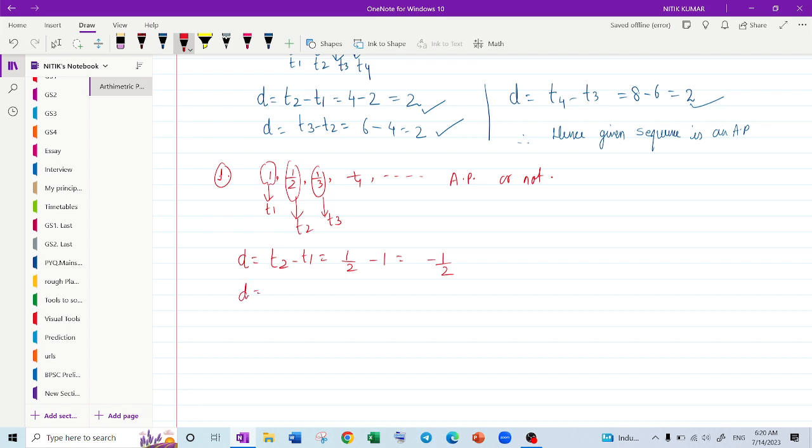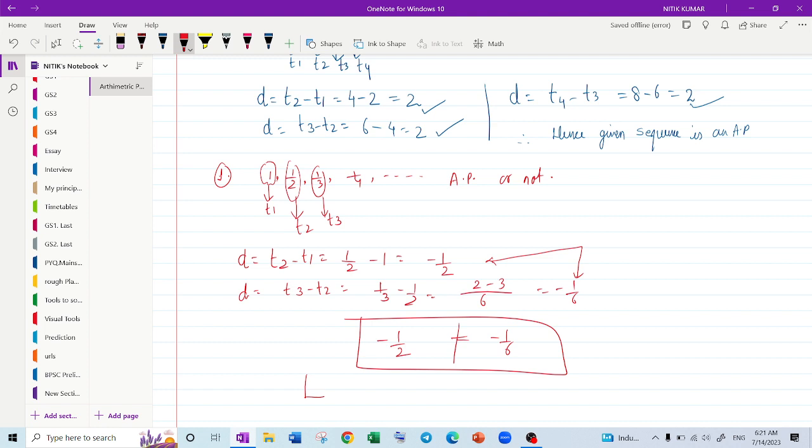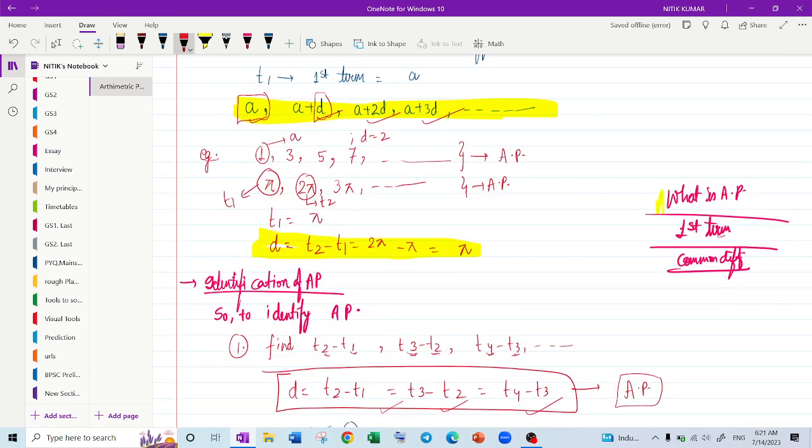Next, D is T3 minus T2, so this is 1 by 3 minus 1 by 2. The LCM is 6, and this is 2 minus 3 over 6, that is minus 1 by 6. So this D and this D, are they equal? The answer is no. Hence the given sequence is not an AP. So till now we have covered what an AP is, the first term, the common difference, and identification of AP.